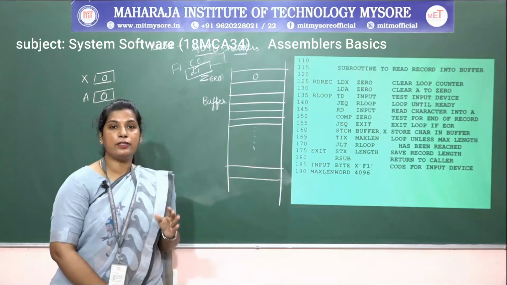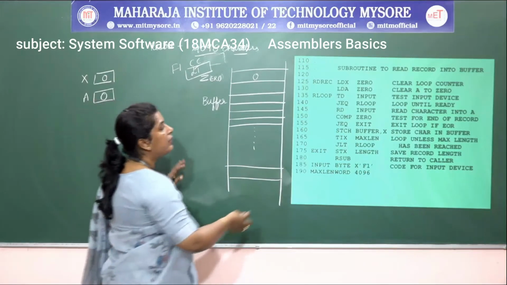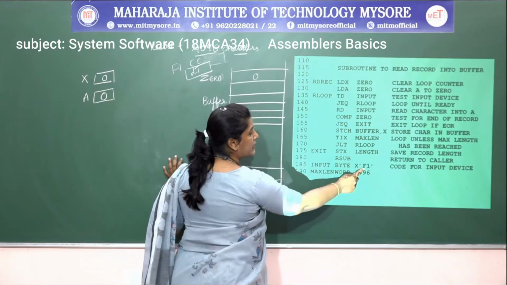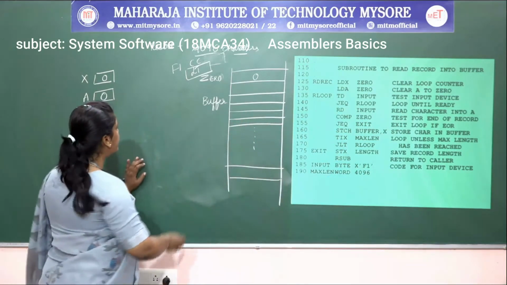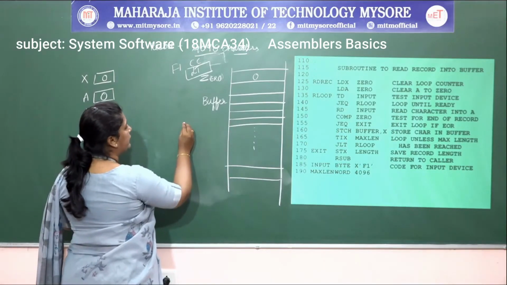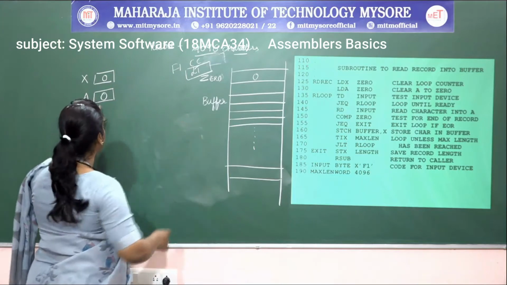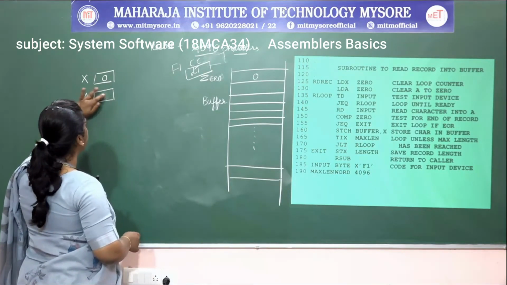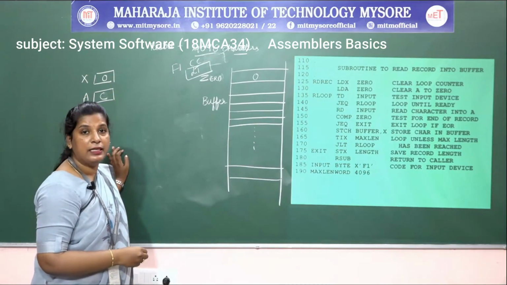Once the device is ready, we can read the data, we can read a character. So read, where is it reading from? It is reading from the input device. What is the input device? It is F1. It is going to read the first character. After reading, by default it is stored in the accumulator. So let us assume I am reading a character C here.